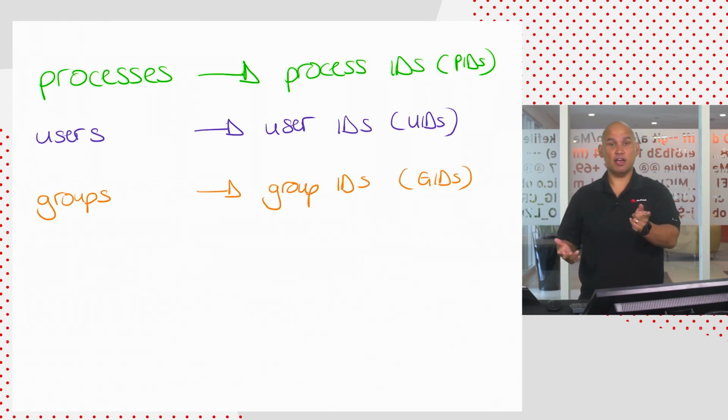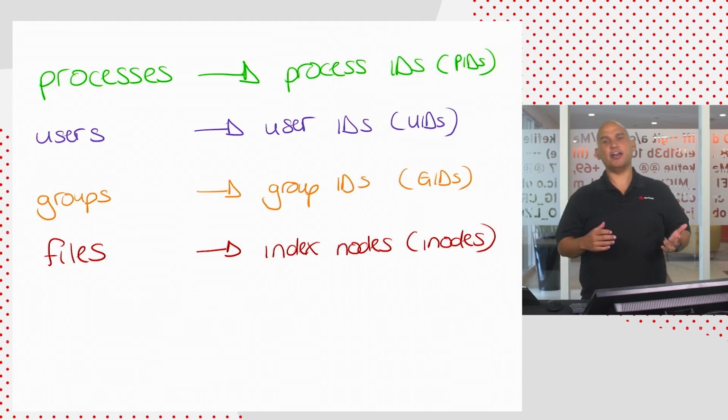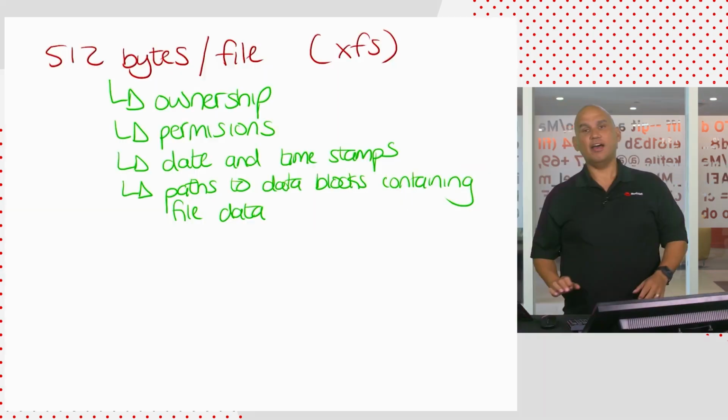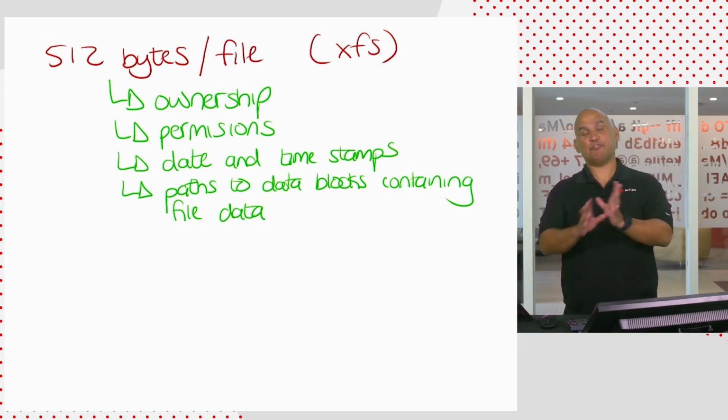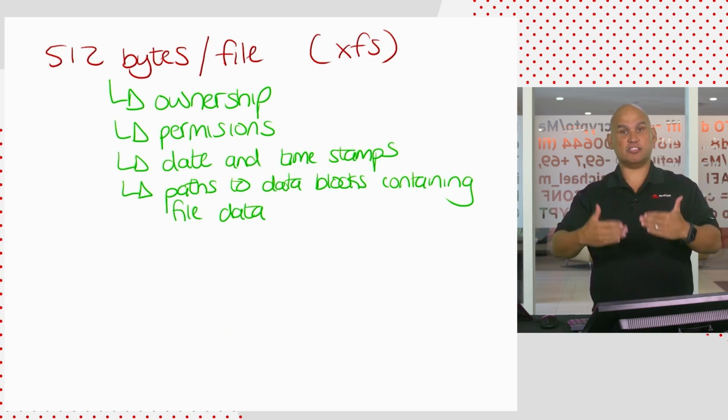Now, what about files? You may be forgiven if you thought file IDs. That is not true. Files are identified by their index nodes, or commonly called inodes. An inode keeps track of everything about the file except for the name of the file. Now, inodes are file system specific.